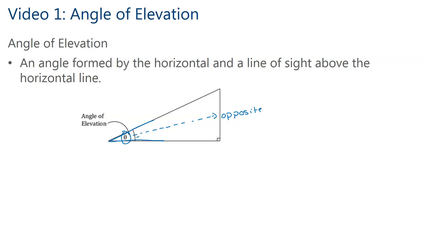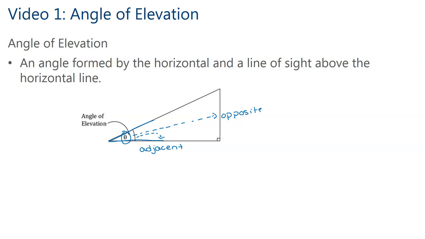The side length that is next to angle theta here is called the adjacent. And the third side length is called the hypotenuse, because that's across from the 90-degree angle, but we won't be using that here. We're just interested in the opposite and adjacent sides.